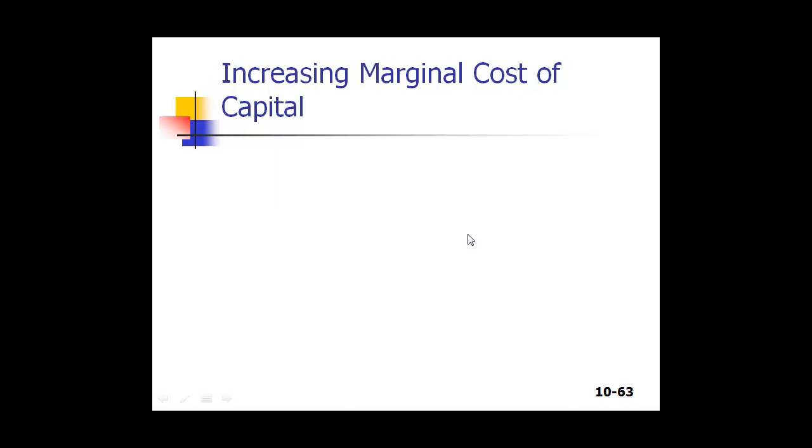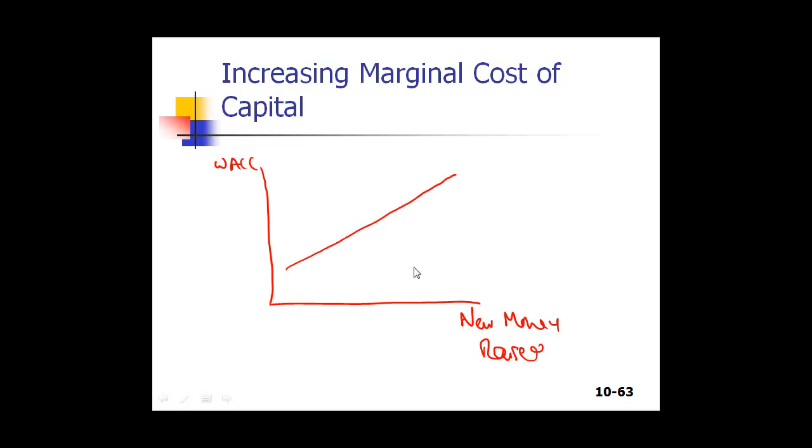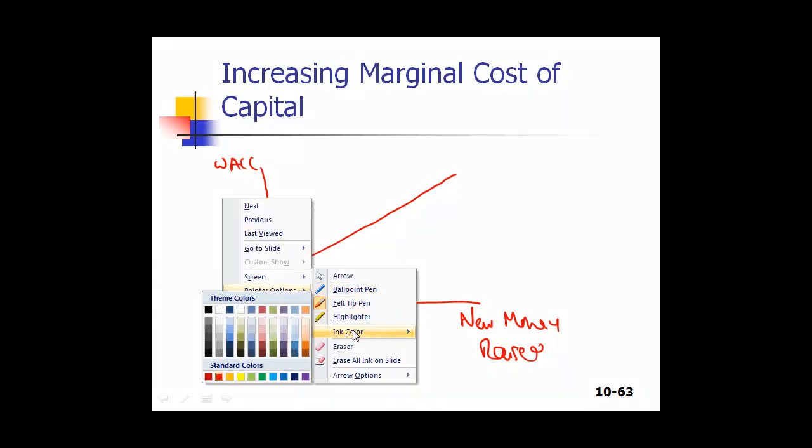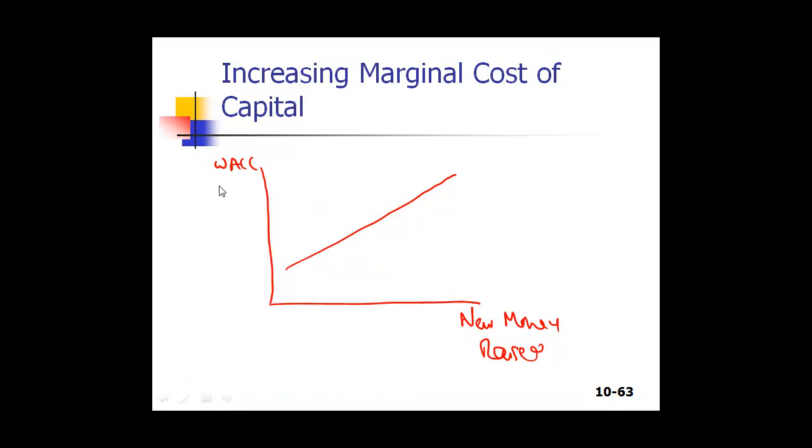I think this is an important little depiction. If I draw a graph, the x-axis represents the new money raised. So how much money am I raising? And this represents my WACC, or my cost. As I raise more and more money, will my cost go up? Now let's say in blue I represent the return on projects, the return or the IRR, as I am spending money on new projects.